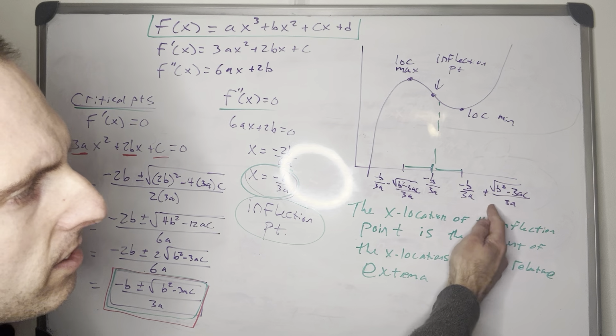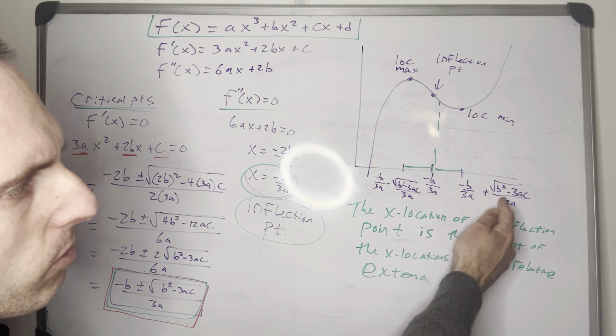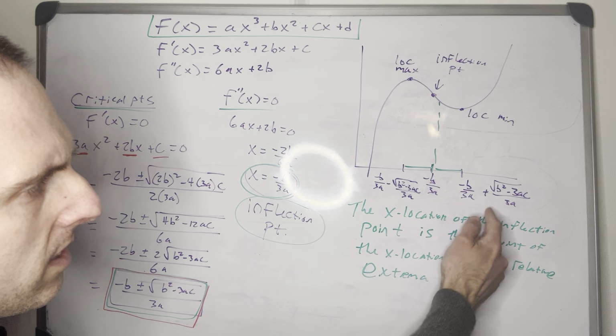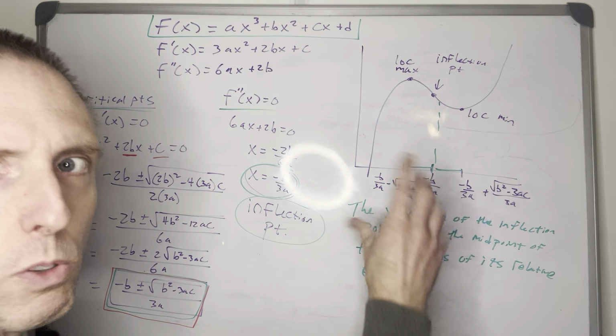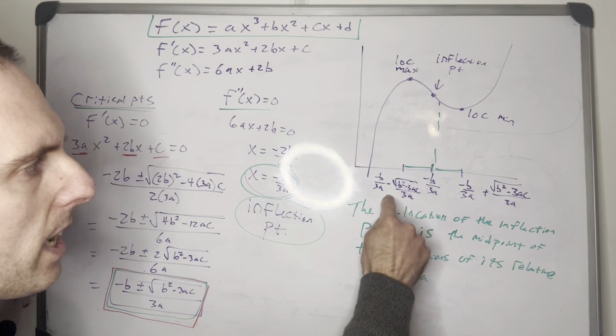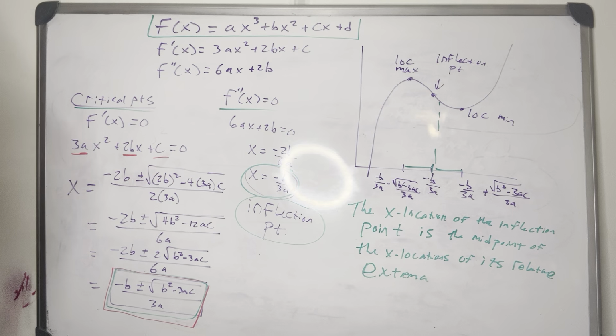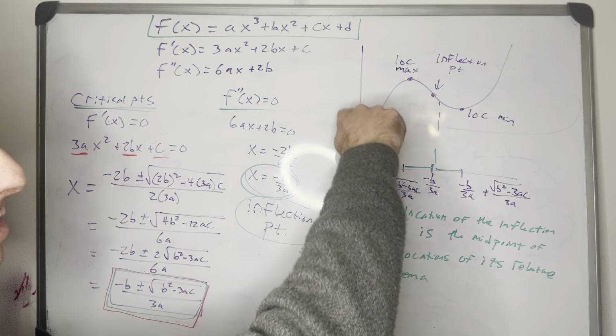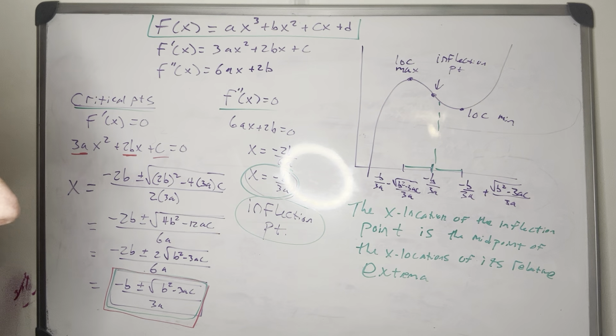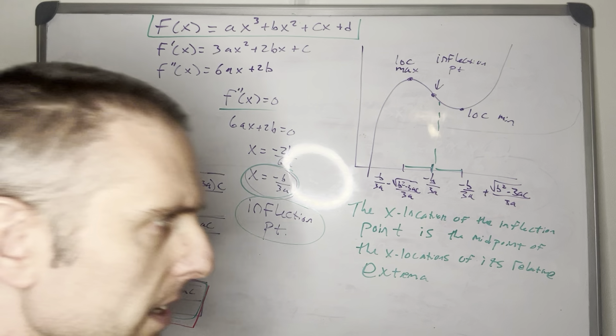And again, depending on the sign of A, these two could be switched. If you had a minus here, the max could be on that side, and vice versa, depending on if it goes like this or if it has the other form. But that's a little bit about that.